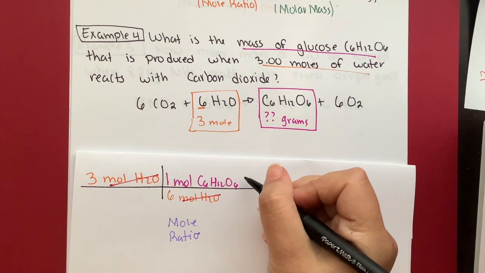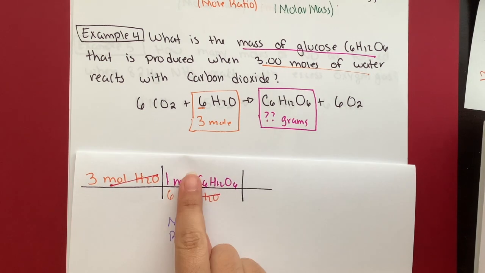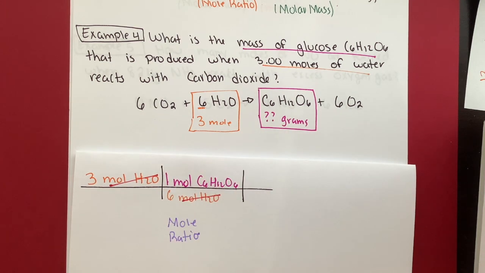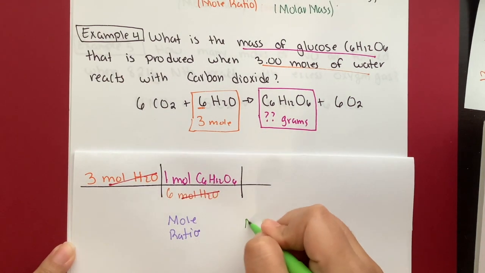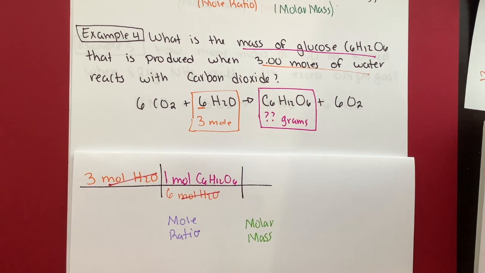Is there any way that we know, that we've learned about, how can we go from moles of a compound to grams of that compound? How can we do that? If you guys said molar mass, ding, ding, ding, you are correct. Molar mass. And where does molar mass come from? Excuse me, I need to get my periodic table. If you said from the periodic table, you are correct again. So you're going to need your periodic table.